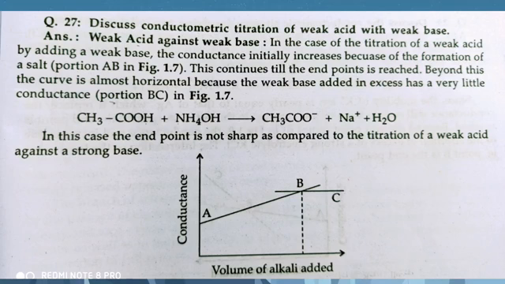This continues till the end point is reached. Beyond the end point, the curve is almost horizontal because the weak base added in excess has very little conductance, that is shown by the portion BC. So here the weak acid is acetic acid, and the weak base is ammonium hydroxide. So you will find the acetate ion is formed there and the Na positive.